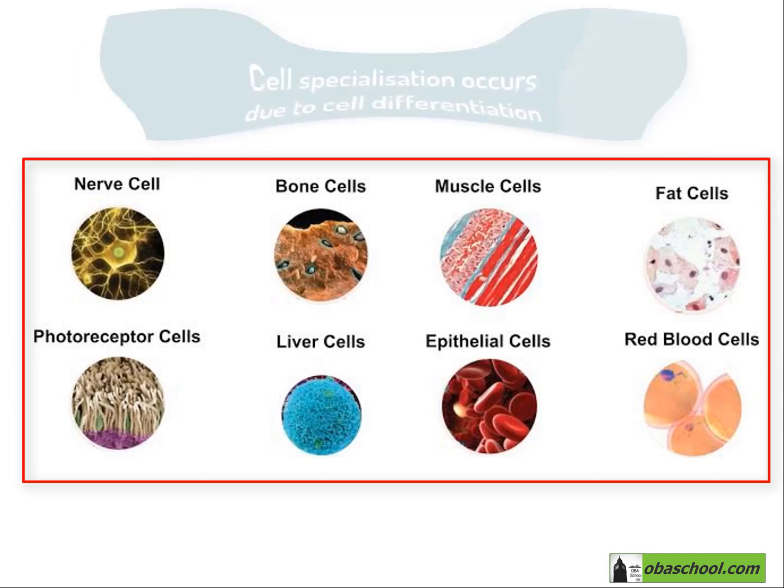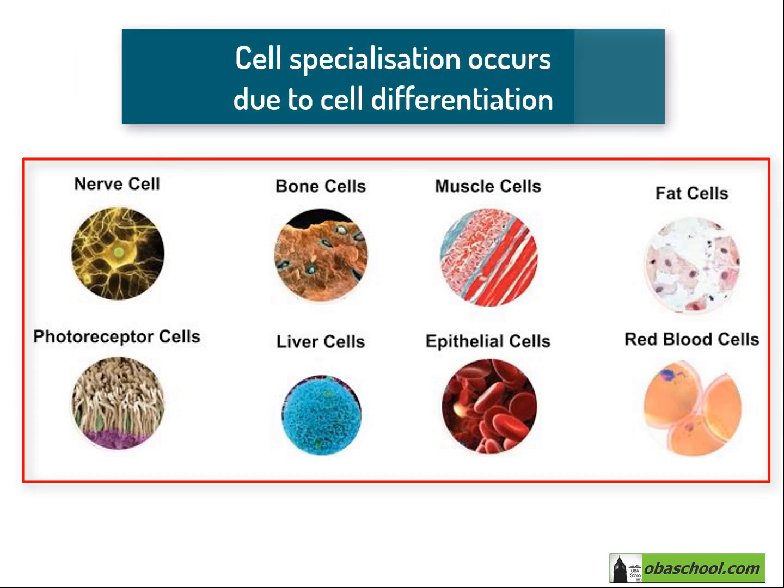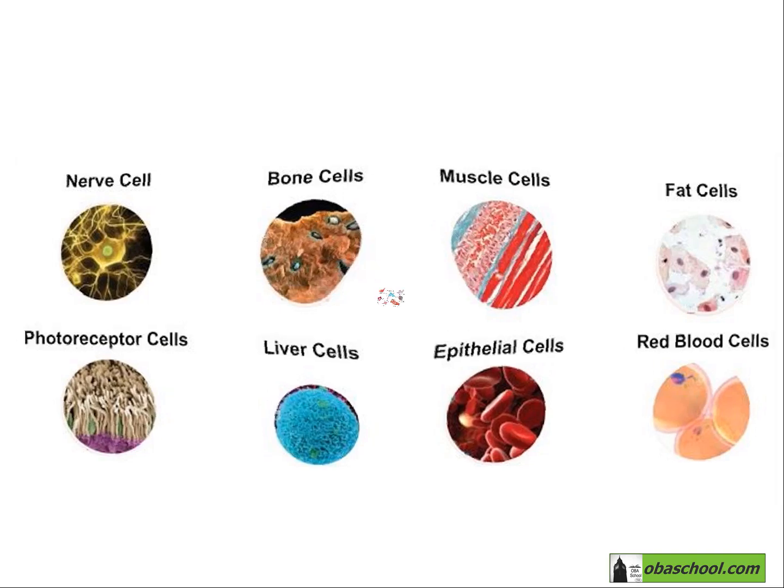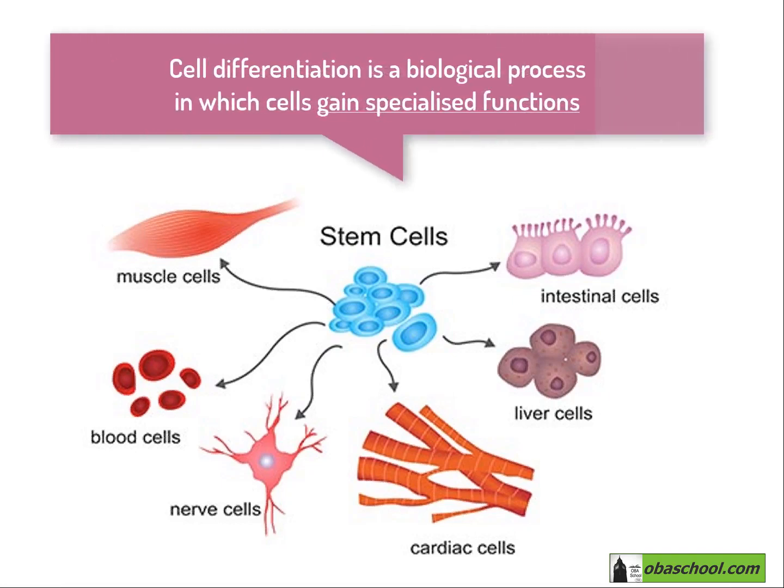Now, this specialization occurs due to cell differentiation. So, what do we mean by cell differentiation? Well, cell differentiation is defined as a biological process in which cells gain specialized functions in the body and change from one cell type to another.